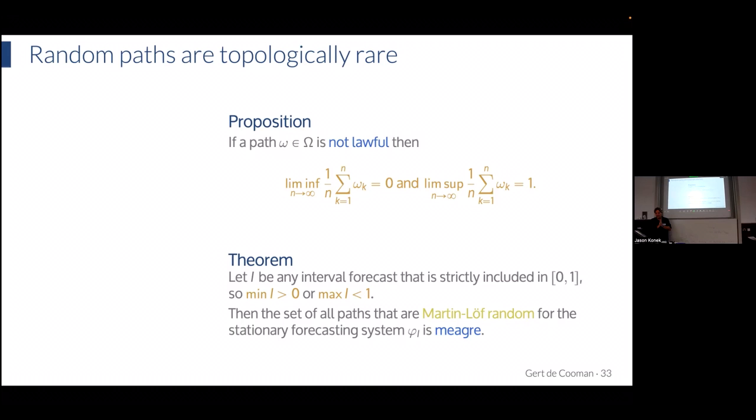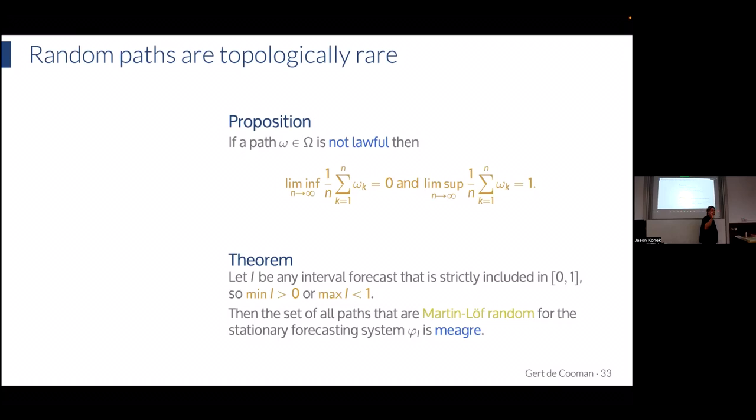And take the set of all the paths that are random for this interval forecasting system, stationary. Then this set of all the random paths for that system is meager. And meager means that it is a countable union of nowhere dense sets. That is a topological condition. So some people would say that means that there are few random paths. Topologically speaking, they are meager. They are a union of nowhere dense sets.